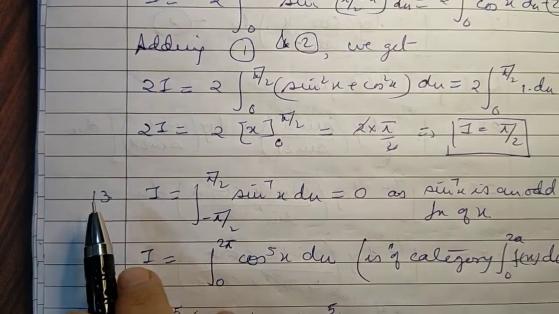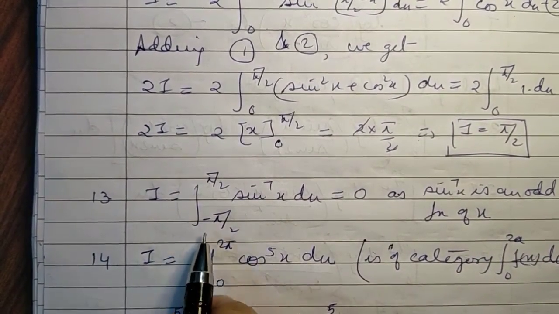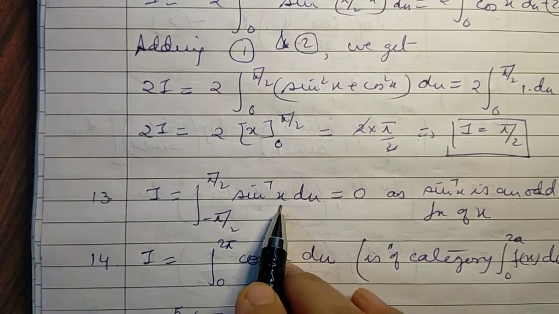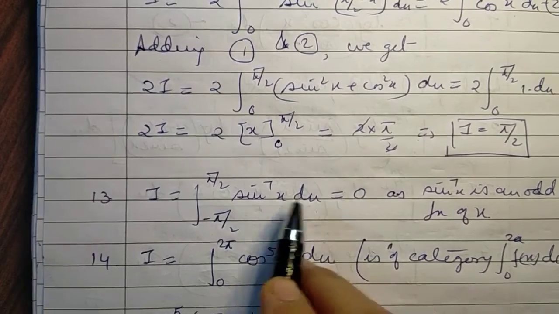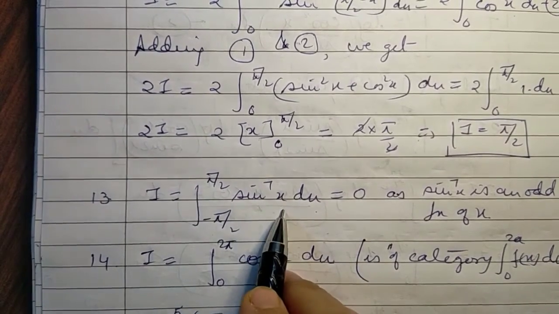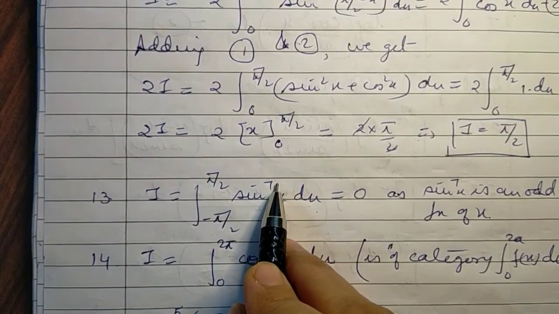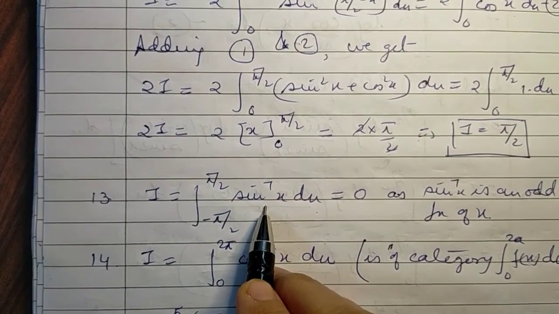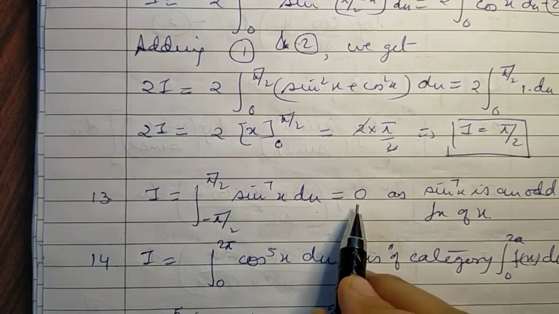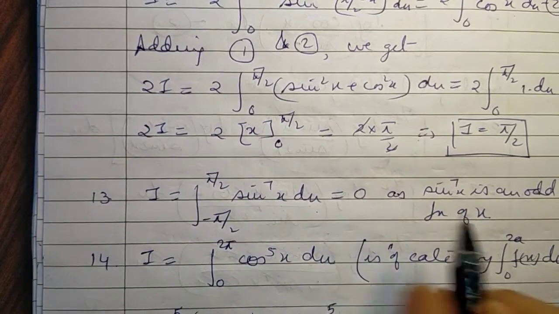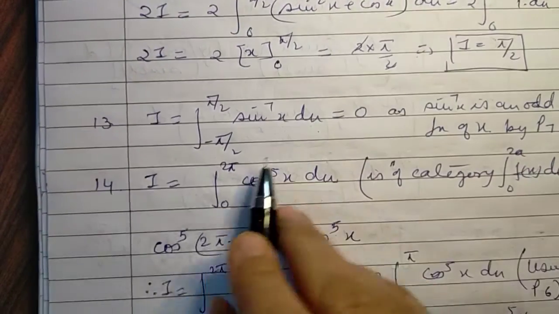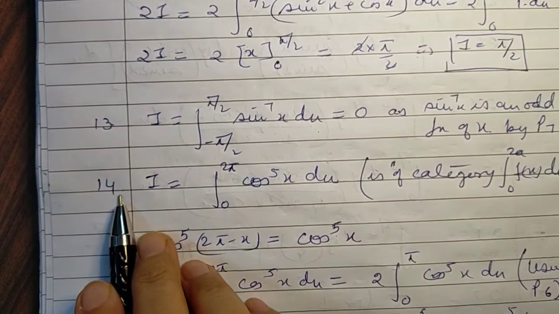On the same lines, we have question number 13, which is the integral from minus pi by 2 to plus pi by 2 of sin raised to 7x dx. But here sin x is an odd function of x, and we are having an odd power of sin x, and so this also is an odd function of x. So directly we get the answer 0 using P7.